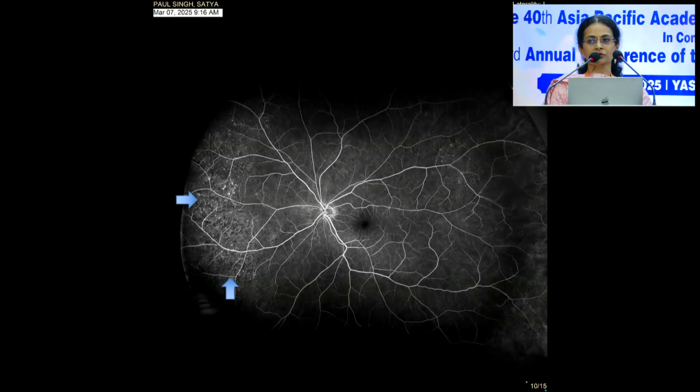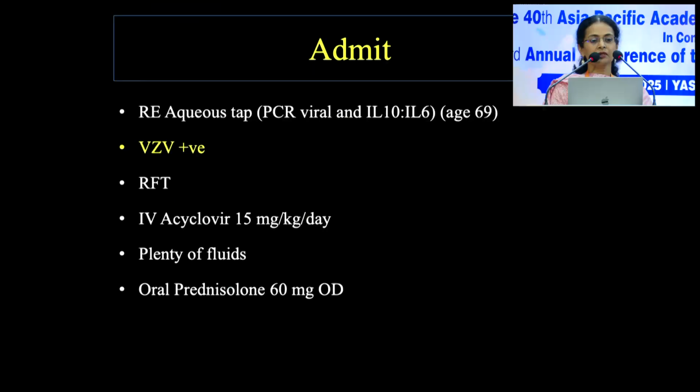The left eye did not show us anything. So we were sure we were dealing with a clinical diagnosis of acute retinal necrosis in the right eye. Because the age was 69, we had to think of possible other causes. We did an aqueous tap from the right eye for viral PCR and IL-10, IL-6. VZV was positive, so with the baseline RFT, we started him on IV acyclovir, plenty of fluids and oral prednisolone.